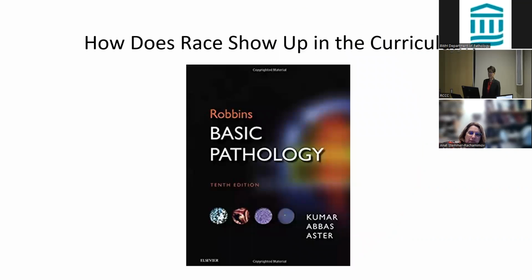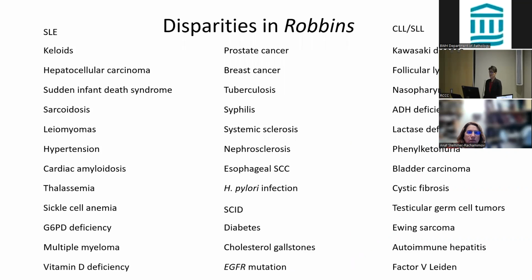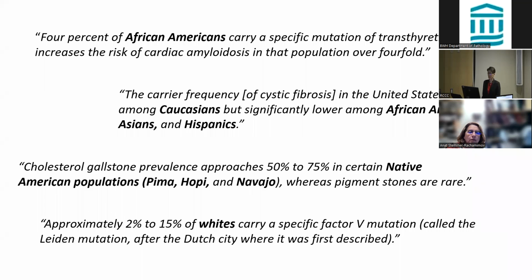To get an idea of the depth and breadth of the issue, I searched the electronic book using terms like Caucasian, African, Asian, just to see what turned up. And I found more than 35 diseases for which there was some sort of disparity, either prognosis or incidence, associated with socially defined race. Now, let's take a look at how this actually shows up in that 10th edition. We have African Americans and cardiac amyloidosis, carrier frequency of cystic fibrosis in Caucasians, cholesterol gallstones in Native Americans, and factor V Leiden mutation in whites.